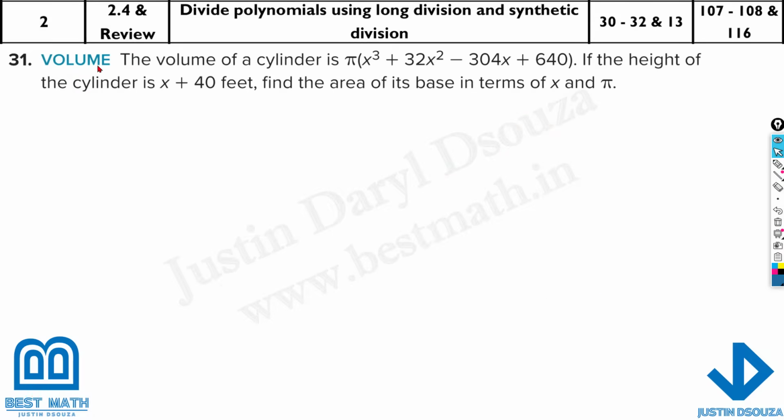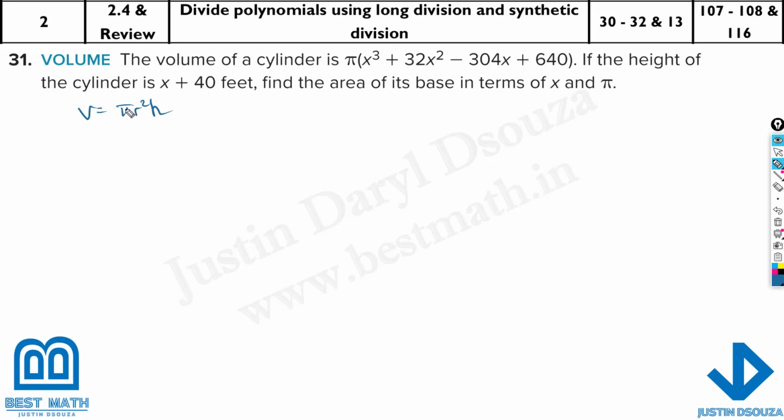What about 31st? About volume. The volume of a cylinder is pi times so much. If the height of the cylinder is x plus 40, find the area of the base in terms of x and pi. They have given us the volume. We have to just find the area, that is divided by this height. See, if you remember, the volume of a cylinder is pi r squared h.